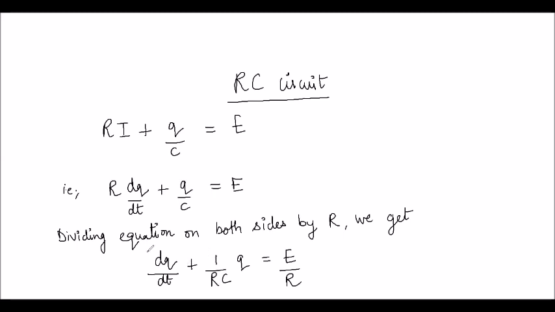So we have seen here that the differential equations corresponding to LR and RC circuit are linear and of order 1, and they can be easily solved. By solving these differential equations, we can find out current and charge.